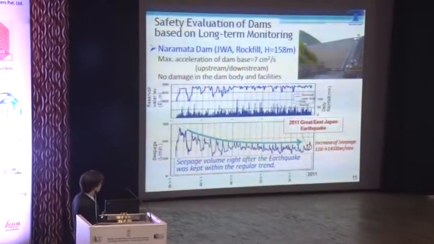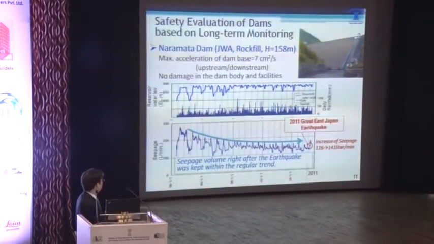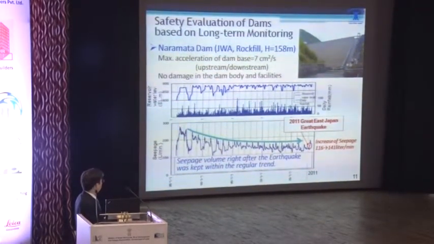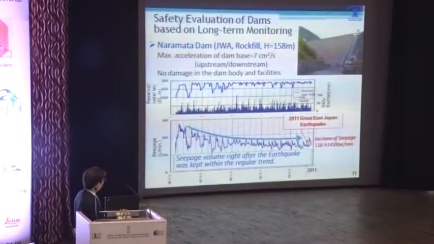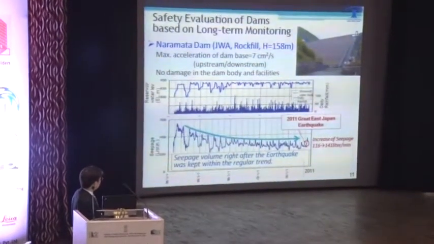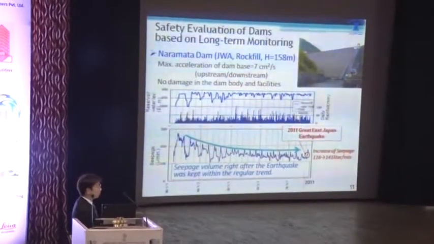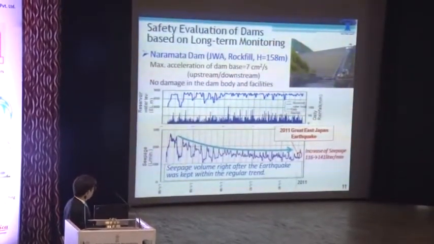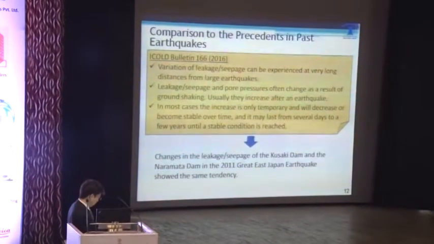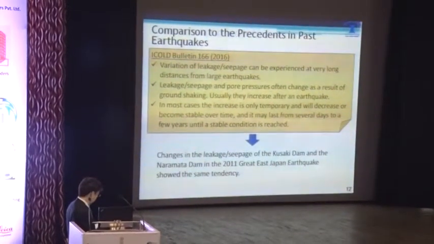And this is an example of Naramata Dam. Naramata is a rockfill dam with a height of 168 meters. This dam also had increased leakage after the great earthquake, but with continuous measurements, we found that this leakage data also decreased. So we estimated this dam also to be in a safe condition.